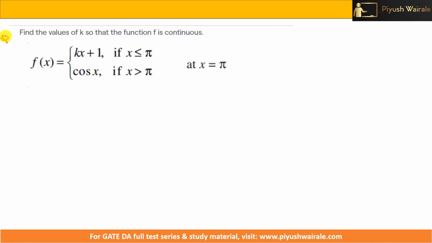Okay, similar question, question number 10, right? Find the values of k so that function f is continuous. Same thing. Here you can see x is less than or equal to pi, but x is greater than pi, right? At x equals pi. Similarly, limit x tends to pi, that is basically cos of x. This must be equal to limit x tends to pi of kx plus 1.